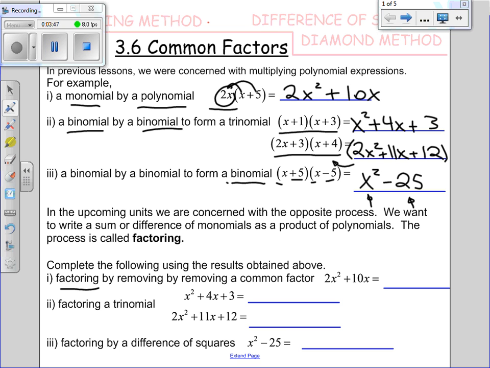So what you need to do is look at all the terms. That's a term, and that's a term. And you need to find things that are in common that divide into both of them. And it has to be the greatest thing that divides into both of them. So what's something that divides into both terms? 2 and x. x divides into both of them. And you're left with x plus 5.